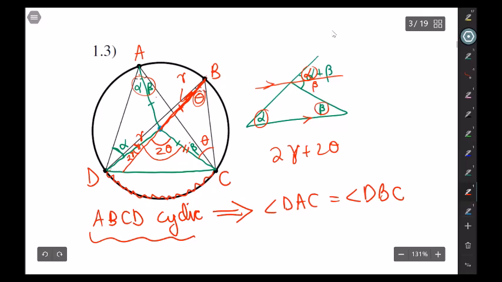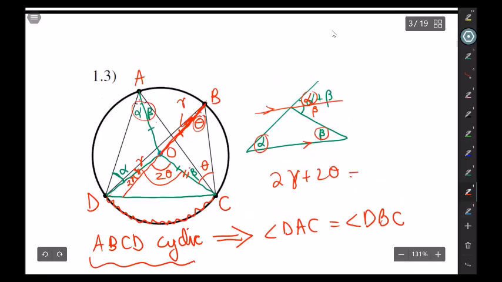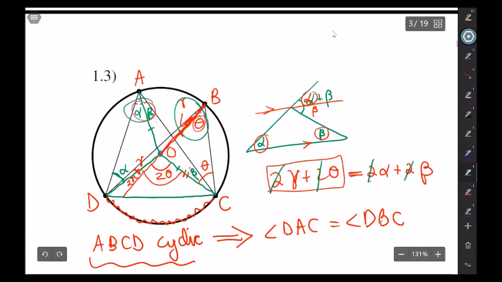But wait a second. Earlier we established that the central angle DOC was 2 alpha plus 2 beta, and now we're saying it's 2 gamma plus 2 theta. So these two better be equal to each other. They must be congruent angles. Dividing both sides by 2, the 2's cancel, and boom. This angle, which measures gamma plus theta, better be equal to alpha plus beta, and there you go.